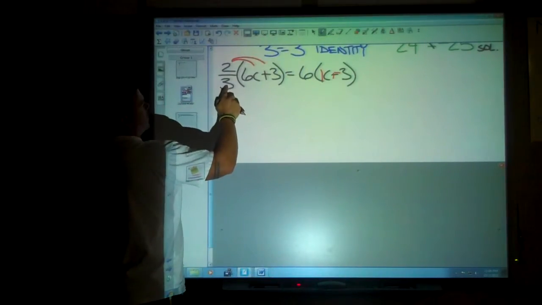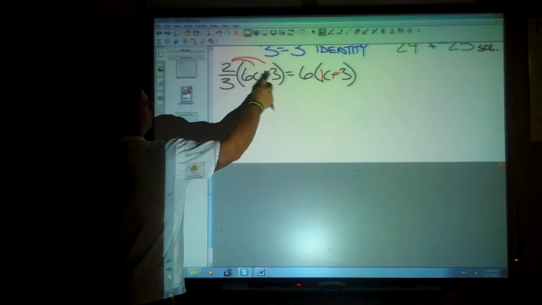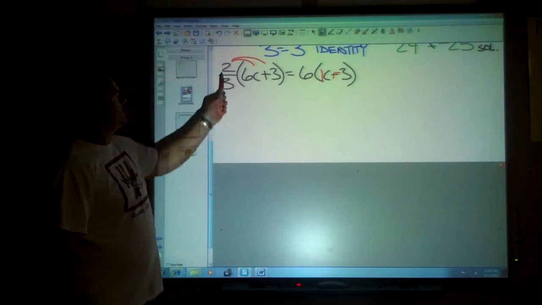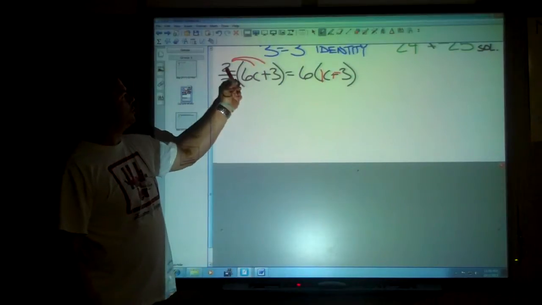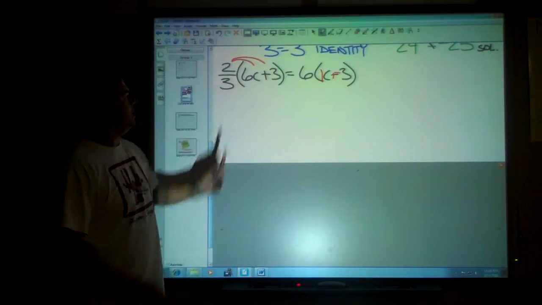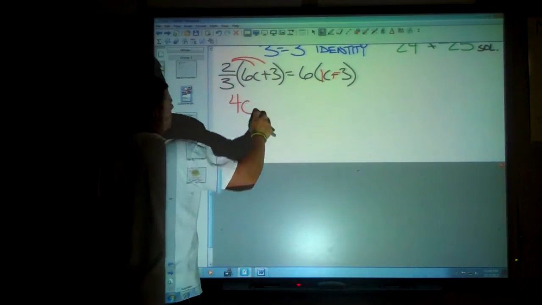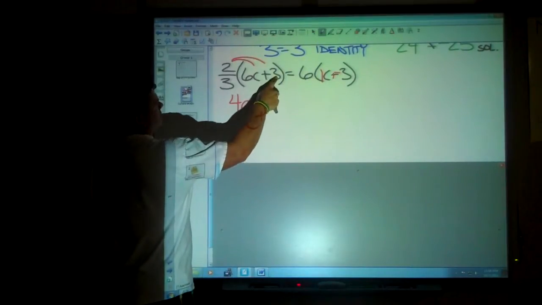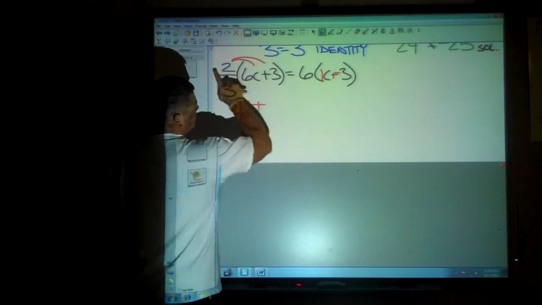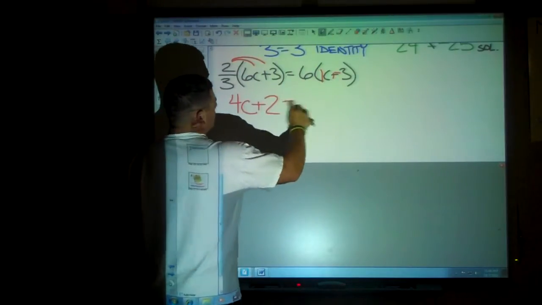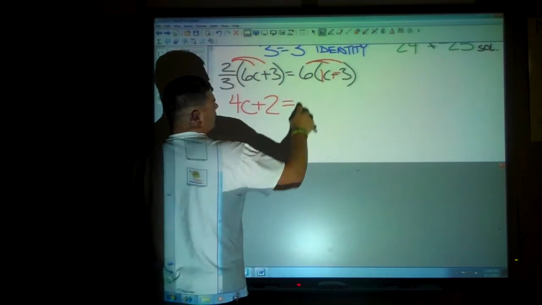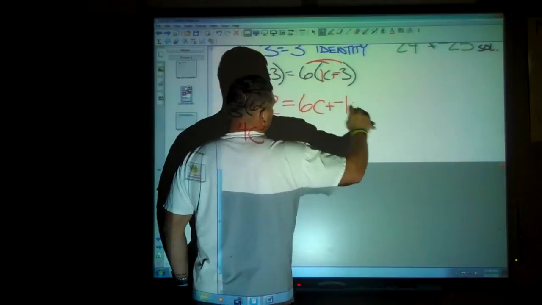Now the nice thing about this denominator of 3, it works well with both of the numbers inside the parentheses. So you can pretend this is 6 over 1. So 2 times 6 would be 12 over 3. 12 over 3 is 4c. 2 times the 3 makes 6 over 3 equals 2. Distribute here as well and you end up with 6c plus negative 18.